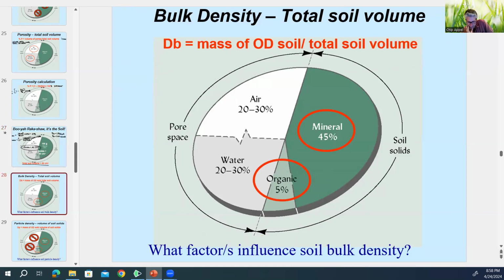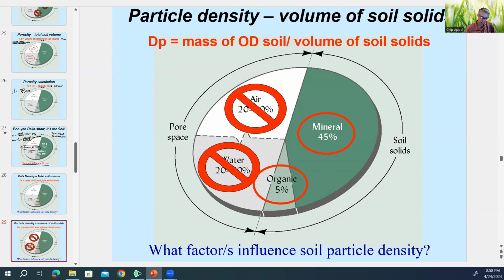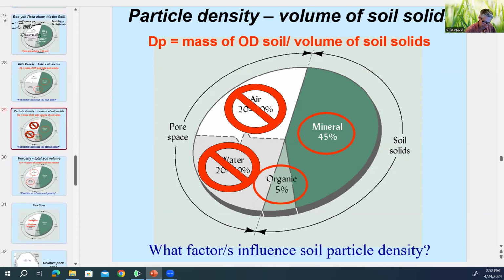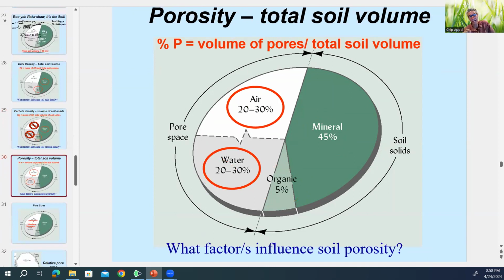So here is bulk density. And the question that I'm asking at the bottom of this slide is what factors influence soil bulk density? And you know, right? Texture, structure, percent organic matter, and degree of compaction. If we talk about particle density, right? What factors influence particle density? It is soil mineralogy, and that's it. There it is, soil mineralogy, that's it. And if we talk about the factors that influence porosity, same ones as bulk density. Texture, structure, degree of compaction, percent organic matter content. Simple, easy, painless, enjoyable. It's a beautiful relationship.